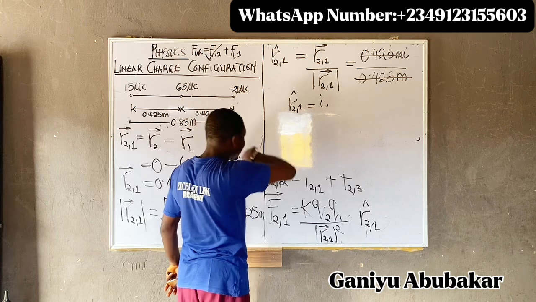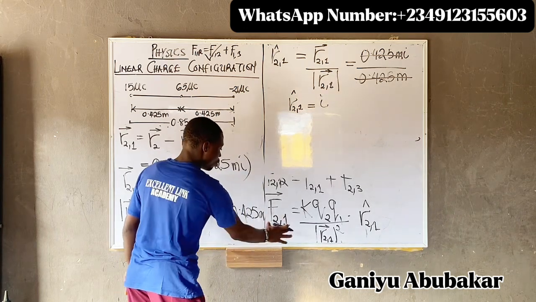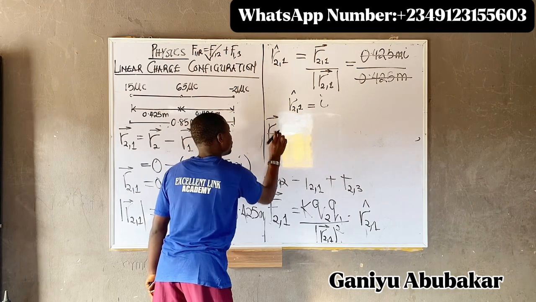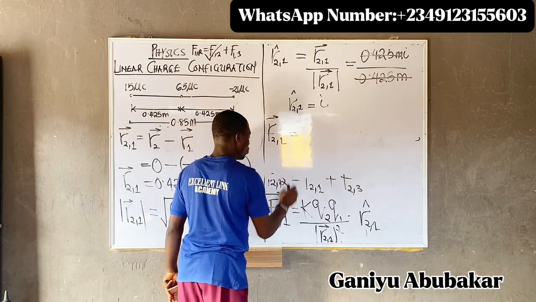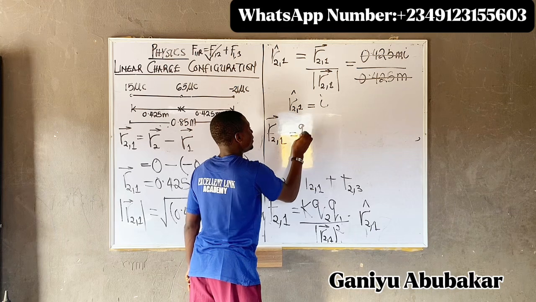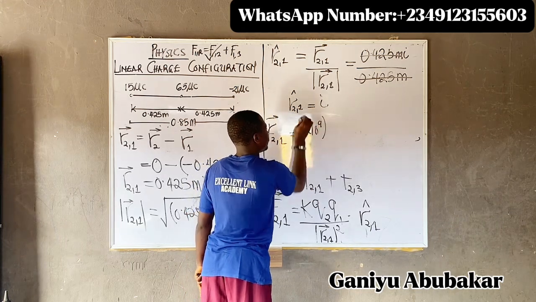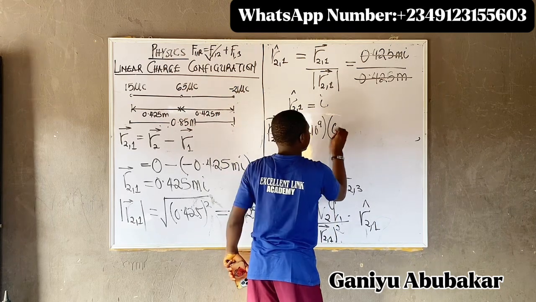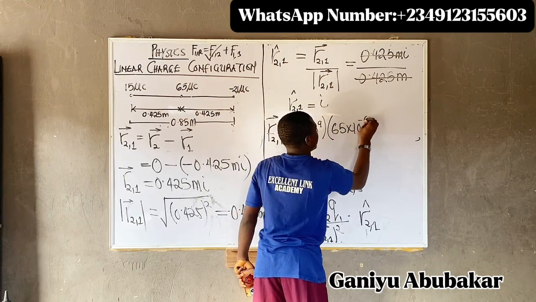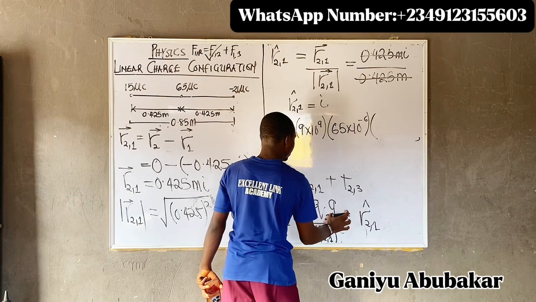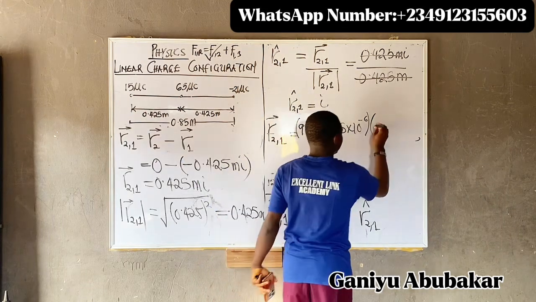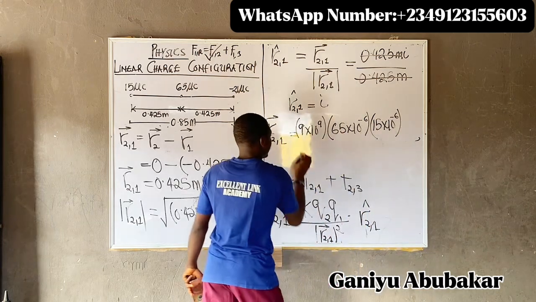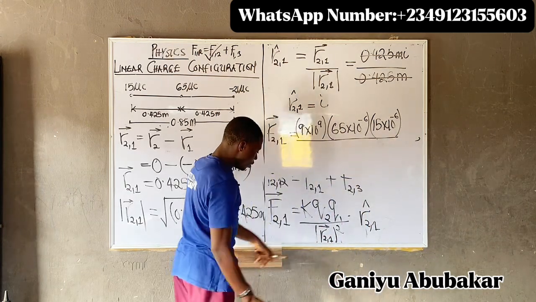Now from here, let's get the value for F12. So I'm saying this, please. F21 is equal to K first. And what's K? 9 times 10 to the power 9. That's K into Q2, which is this value, 65 times 10 to the power minus 6, into Q1, which is 15 times 10 to the power minus 6, all over this one here.